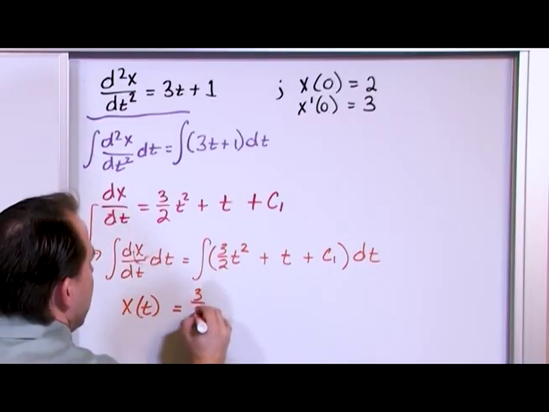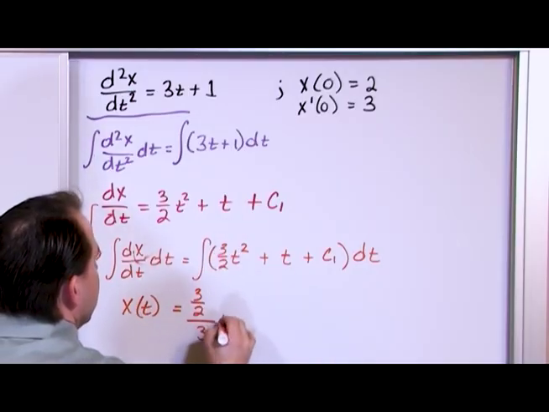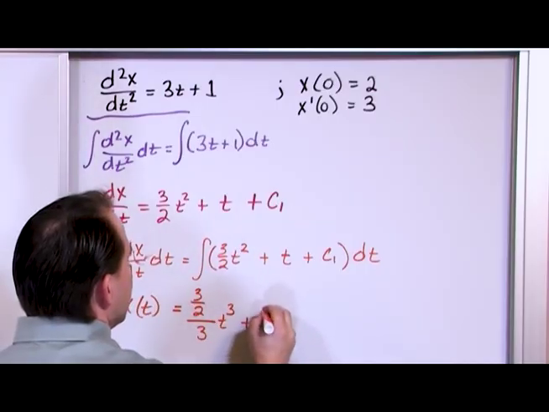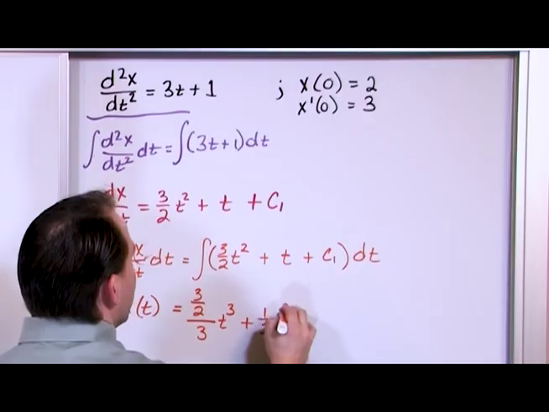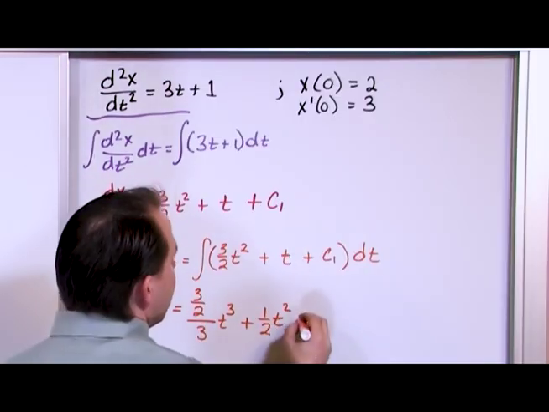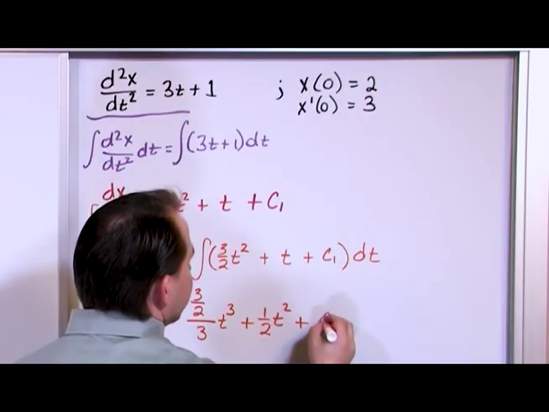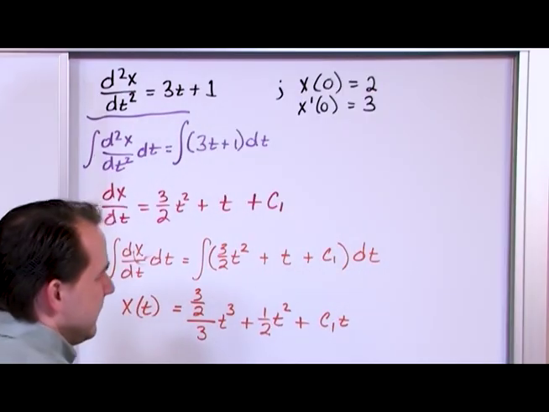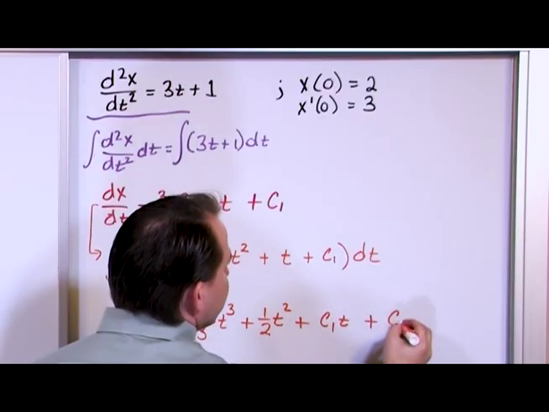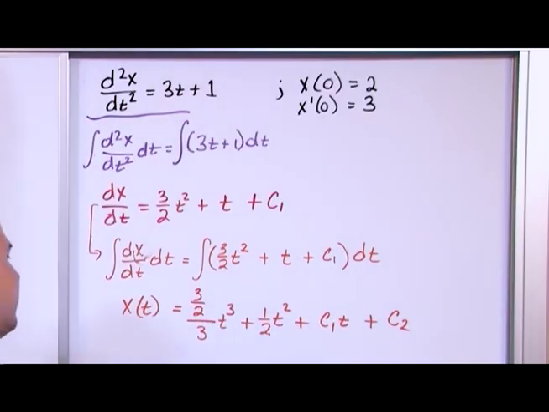3/2 over 3t cubed, so it's 1 plus the exponent, plus 1/2 t squared, so you have a 1 out front, so 1/2 t squared, 1 plus the exponent, plus, for this constant, it's just going to be c1 times t, because that's just a constant there, plus, and you have a constant of integration, so we'll call it c sub 2 this time, because it's a totally different constant of integration than the other guy.